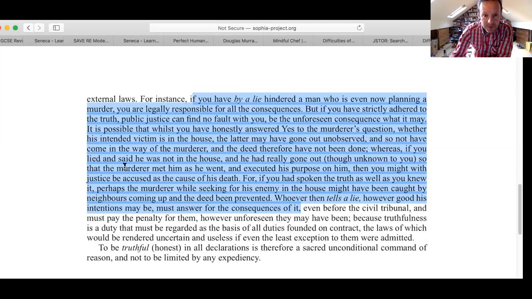Whereas if you had lied and said he was not in the house and he really had gone out, but unknown to you, the murderer met him as he went and executed his purpose on him, then you might justly be accused of the cause of his death. If you'd spoken the truth and you knew it, perhaps the murderer, while searching for his enemy in the house, might have been caught by the neighbours coming up and the deed prevented. Now, what he's saying here is, whoever tells a lie, however good his intentions may be, must be answerable for the consequences of it.